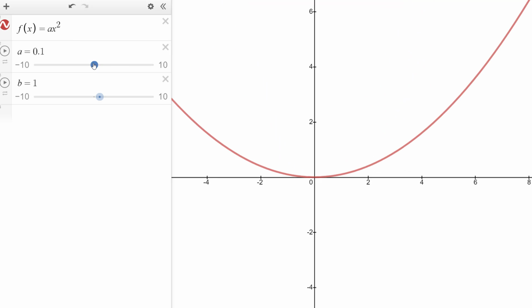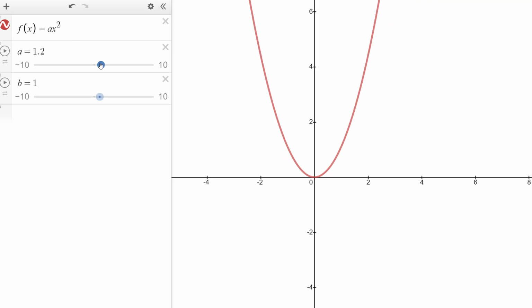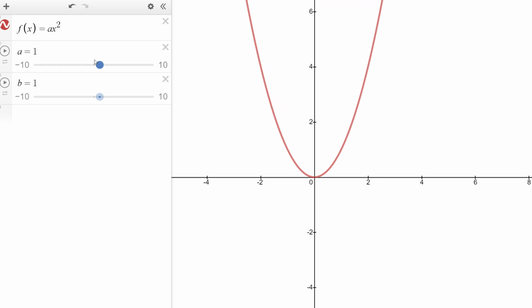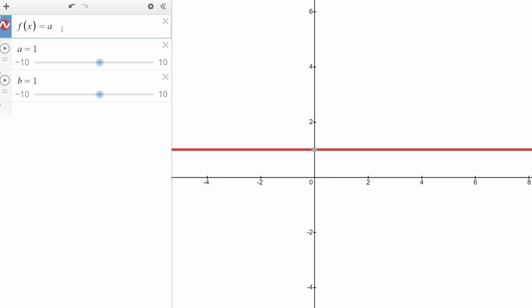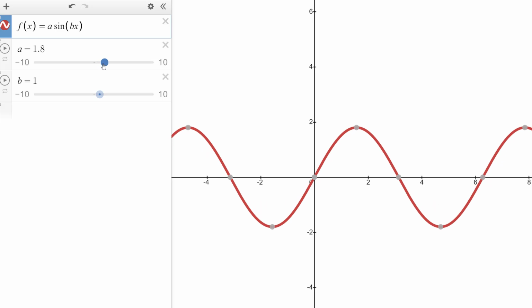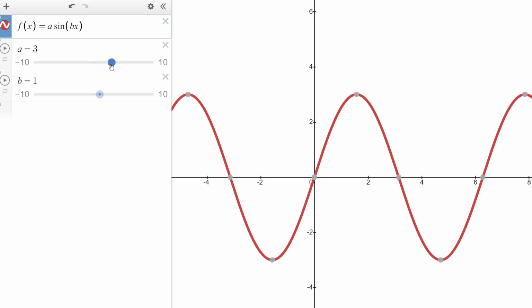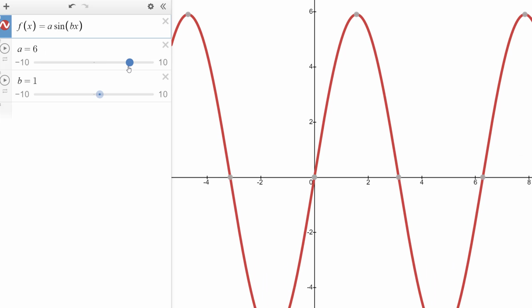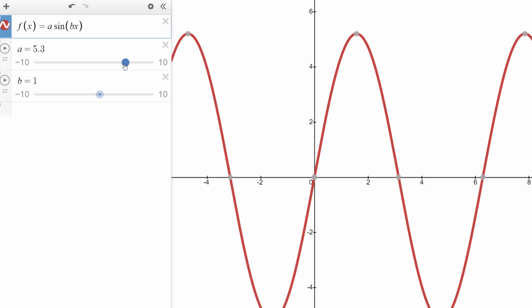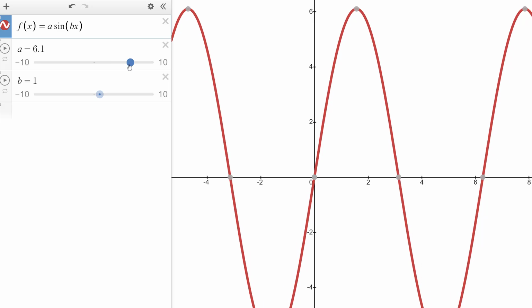When A is less than 1, it compresses toward the x-axis, and when A is greater than 1, it stretches away from the x-axis. So let's actually see that optical illusion in action using the sine curve. I'm going to change A to be larger than 1. And you can see it's not that it gets narrower, it just gets taller. And if you know anything about signal processing, like sound waves, this means you're increasing the amplitude of the sound.